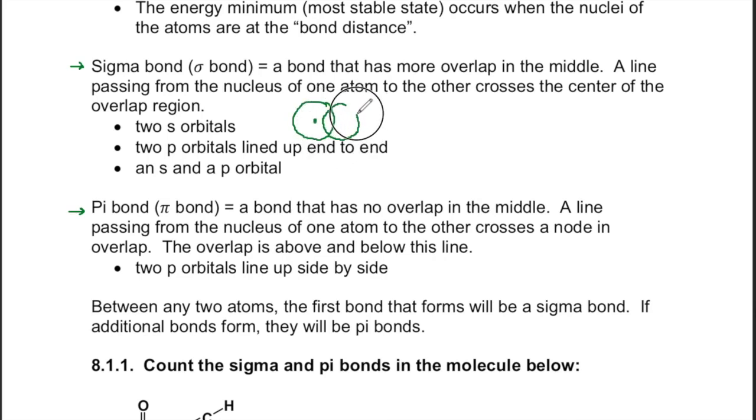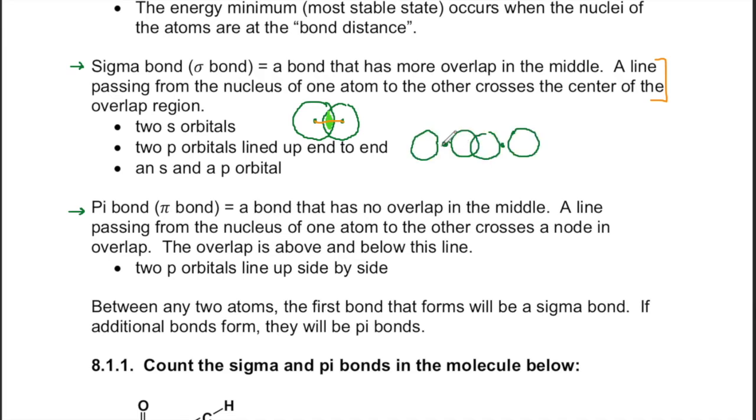Here is a diagram of 2 s orbitals overlapping. So here's the overlapping part over here. This is where the orbitals overlap. And if you draw a line from the nucleus of one atom to the nucleus of the other, it crosses that overlapping part. So that is a characteristic of a sigma bond.